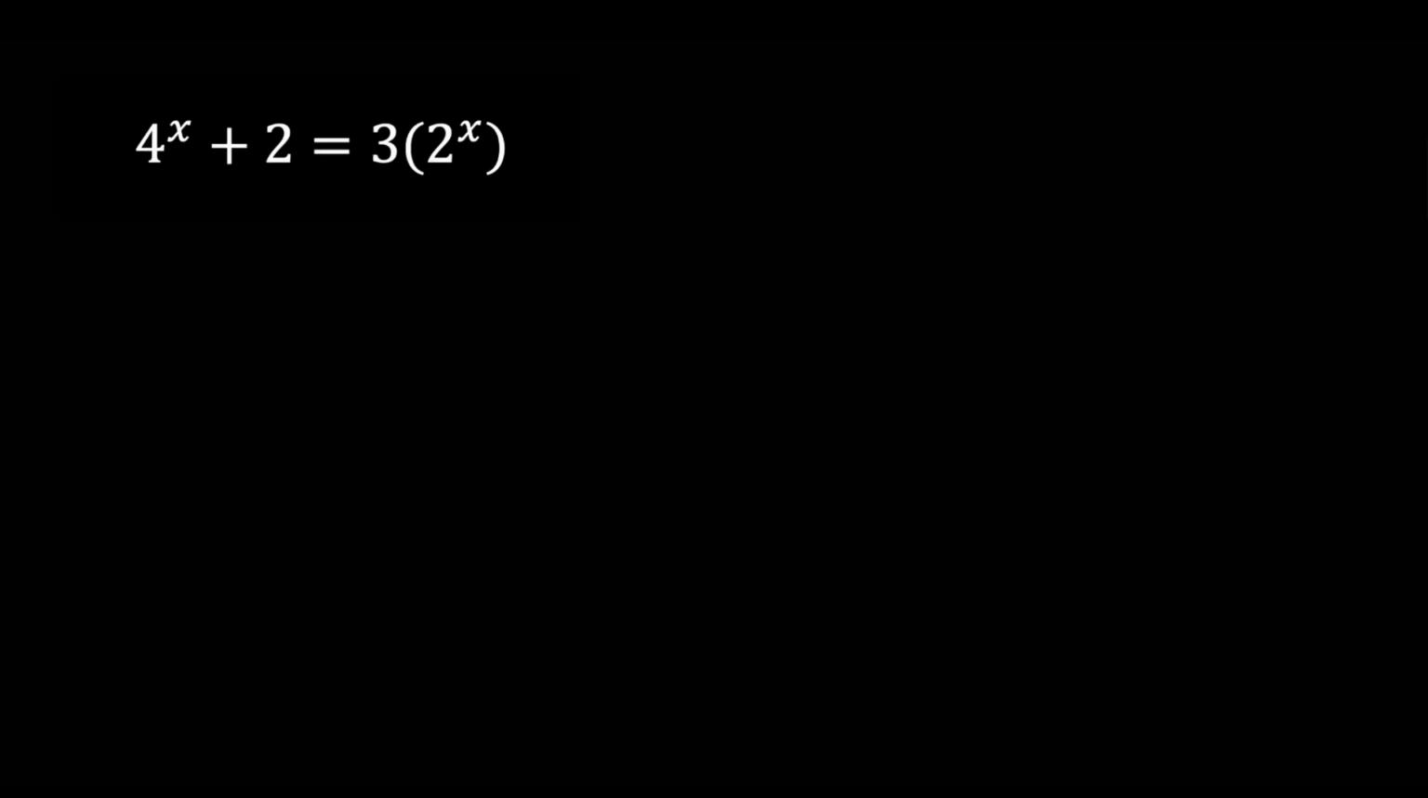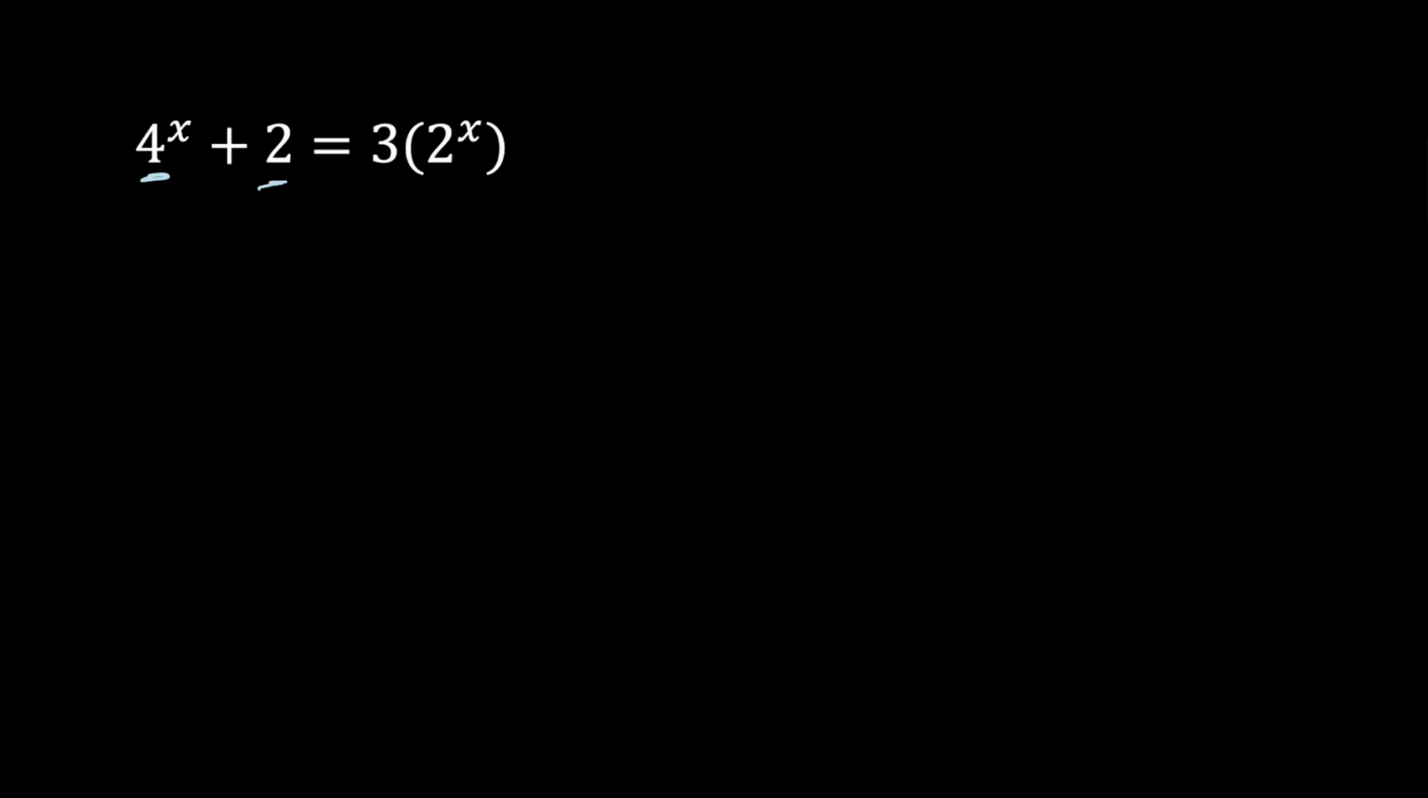Finding the value for x in this equation is very tricky if you don't know how to solve it. But I'm going to show you the simplest way to solve this question in this video. So keep watching. So 4 to the power x plus 2 equals 3 into brackets 2 to the power x.